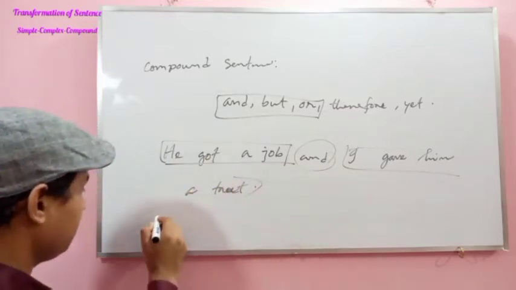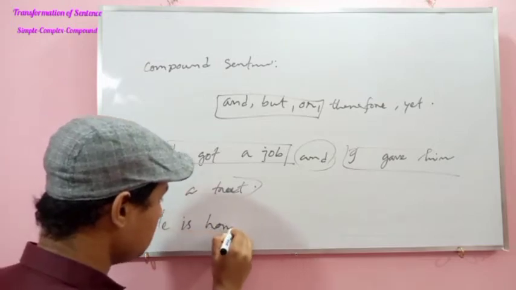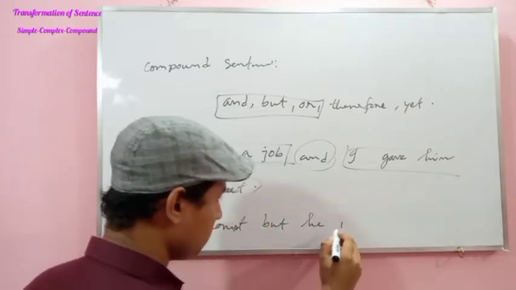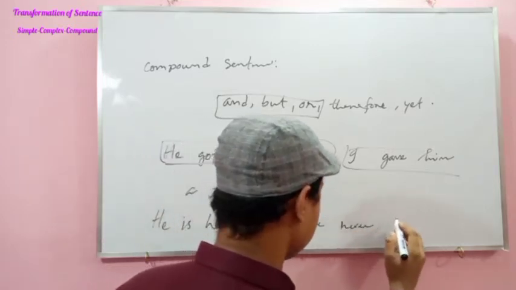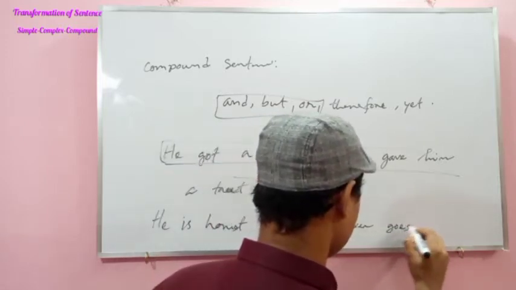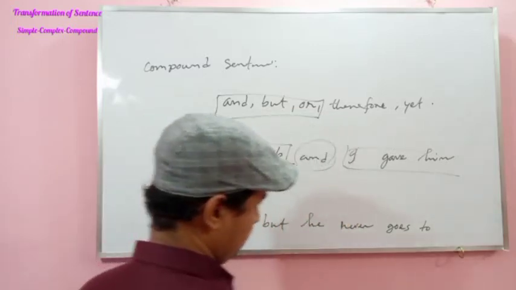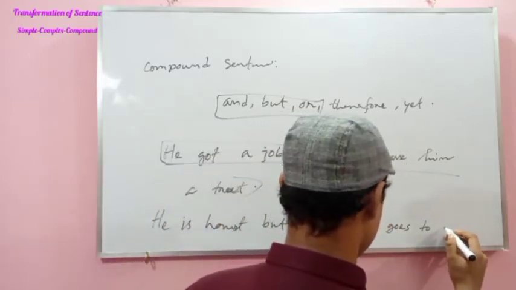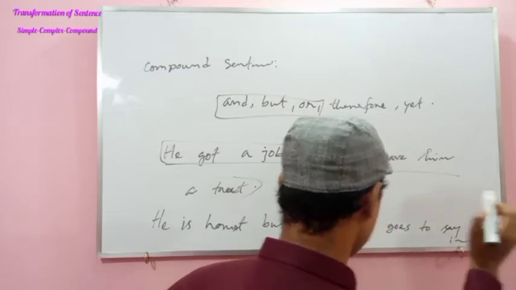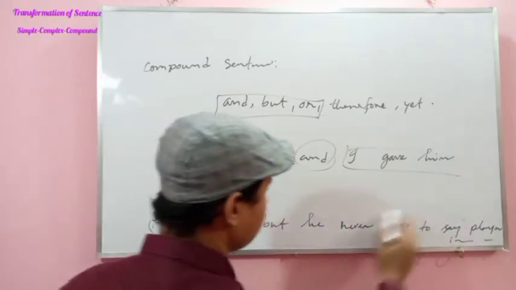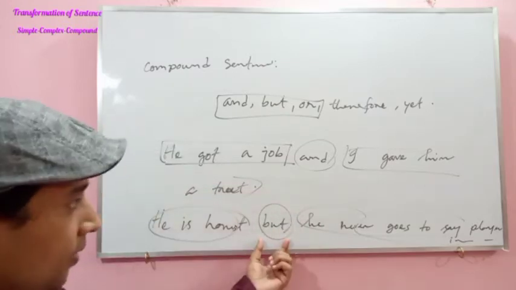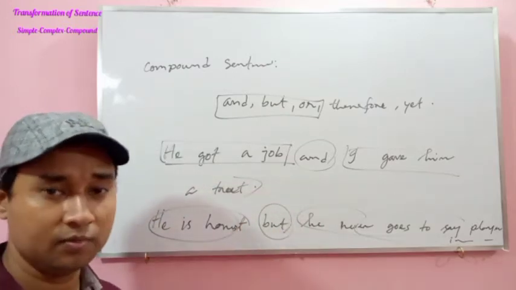I will give another example. He is honest, but he never goes to say prayer in the temple. So this is a clause and this is another clause. These two clauses are joined with this coordinating conjunction but. So these are the examples of compound sentences.